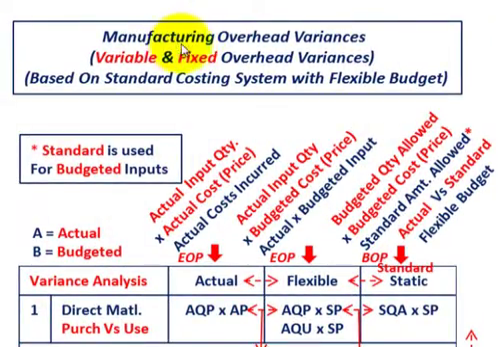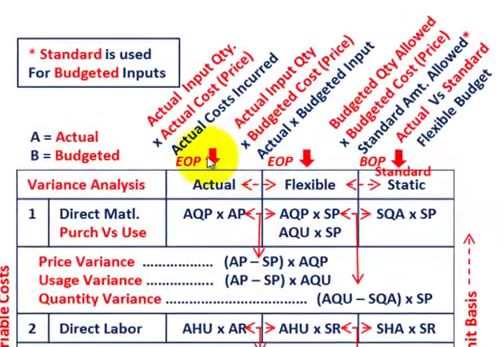What we're going to be going over here is manufacturing overhead variances, and we're going to be looking at both the variable and fixed overhead variances. It's going to be based on a standard costing system where we're going to be using a flexible budget. So what we're going to do is start with this variance analysis, and we'll just look at it in table form to start with.